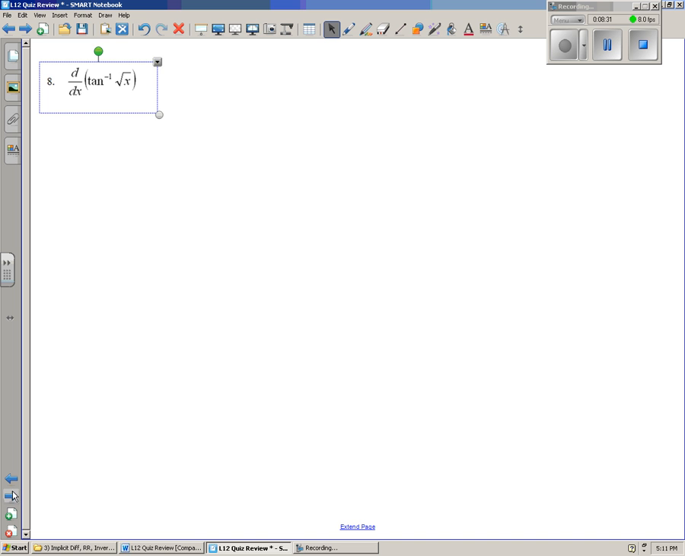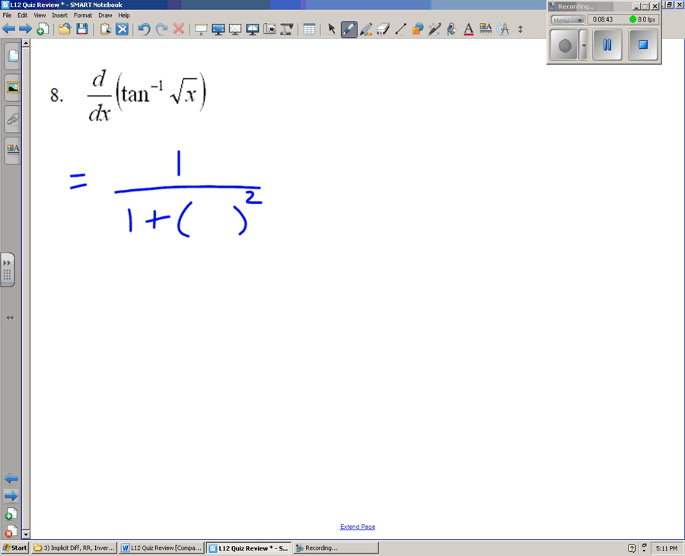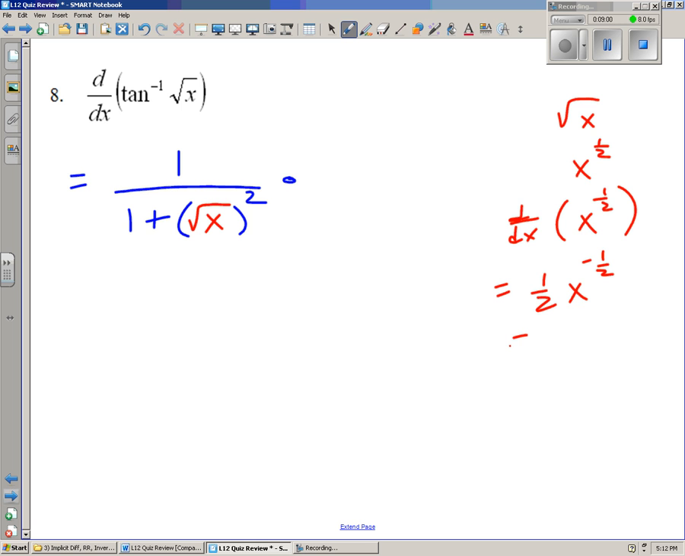Number 8, the derivative of inverse tan of x. Please also know that the notation tan negative 1 means inverse tan. So I have the derivative of inverse tangent of stuff, which is 1 over 1 plus the stuff squared times the derivative of the stuff. The stuff is square root of x, so I need to take its derivative. Rewriting this as x to the 1/2, the derivative of x to the 1/2 is 1/2 x to the negative 1/2 by the power rule, which is 1 over 2 root x. So I want to multiply by 1 over 2 root x.